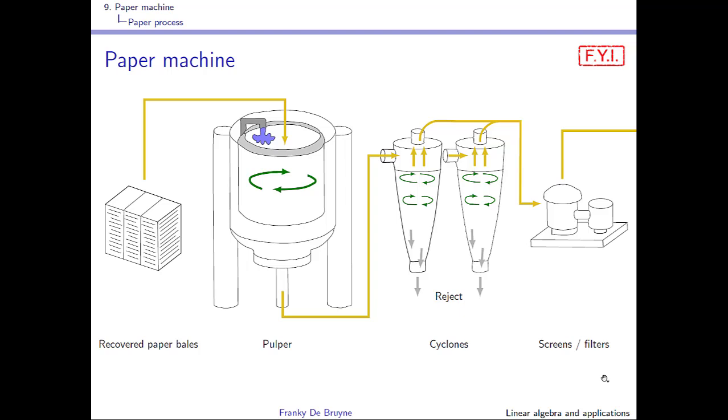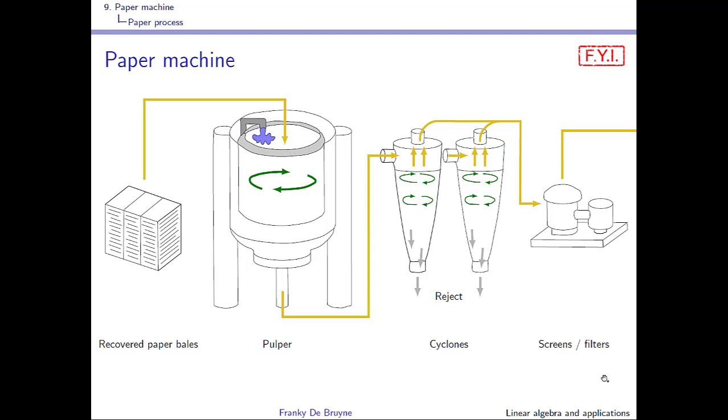and I will assume here that the paper process is based on recovered paper bales. These paper bales are brought into the pulper using a transporter belt, and there the paper is shredded into pieces, water is added, and the paper dissolves, and this produces stock. And this stock has a certain consistency. So this is an amount of fibers expressed in kilos over the whole amount of stock.